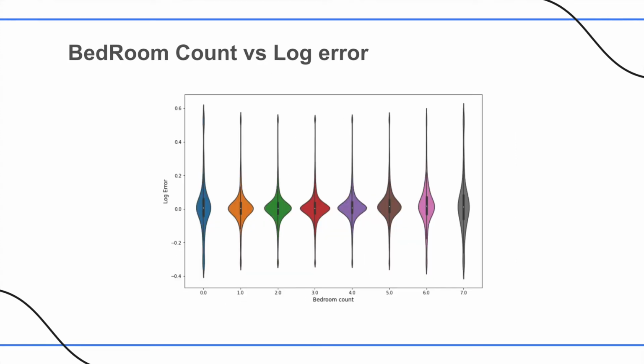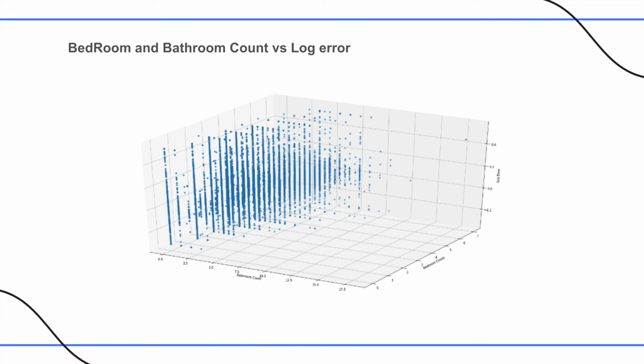Similar to the bathroom count, the number of bedrooms does not cause the median of log errors to deviate much from one another. The log error is distributed the same across all bedrooms. Similarly, even when combining both bathroom and bedroom count into a 3-dimensional plot with log error, there isn't any trend that can be picked up.